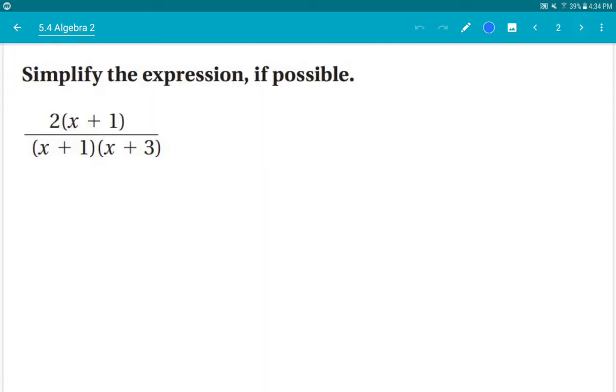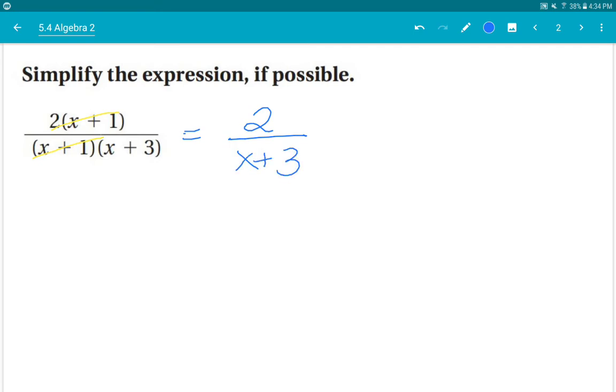All right, so here's our first case. It says simplify the expression if possible. They're telling us "if possible," so not all of these are going to be able to simplify. But what we want to look for is any expression that's multiplying that we can cancel out. This one is nicely put in factored form for us. Notice that there's an x plus 1 factor in the numerator and an x plus 1 factor in the denominator. Since those are common factors, we can divide those out, so we have an answer of 2 over x plus 3.